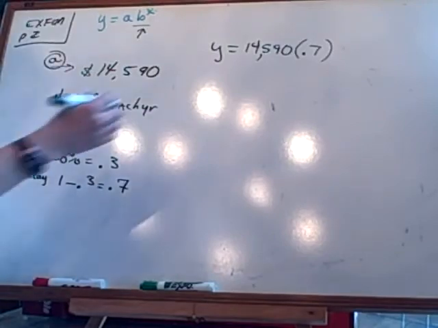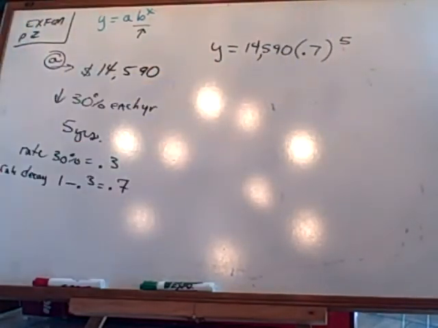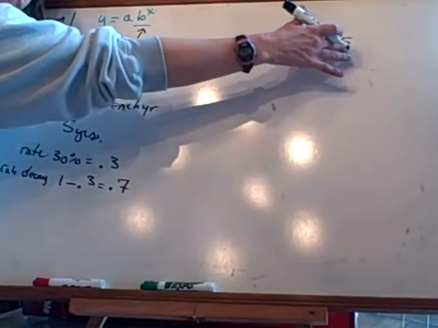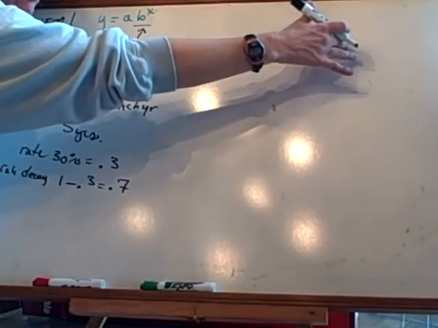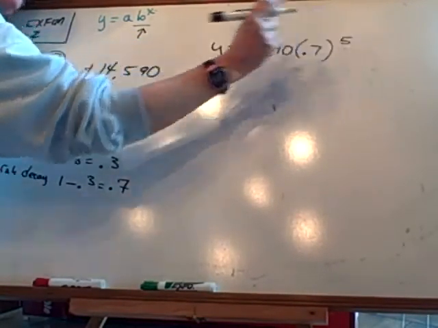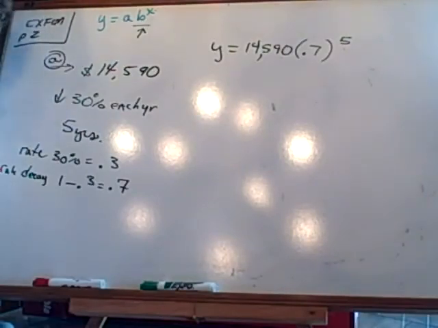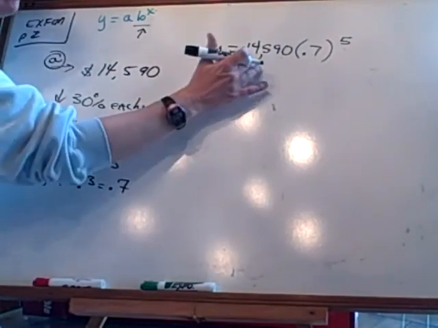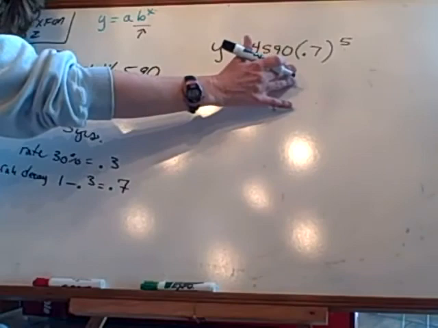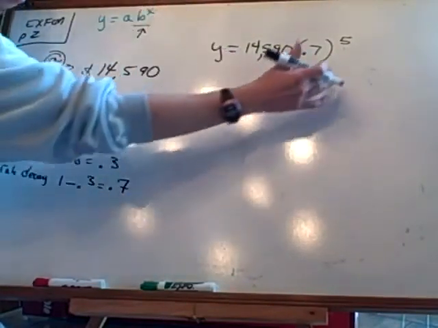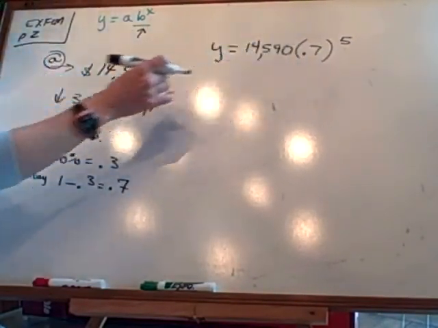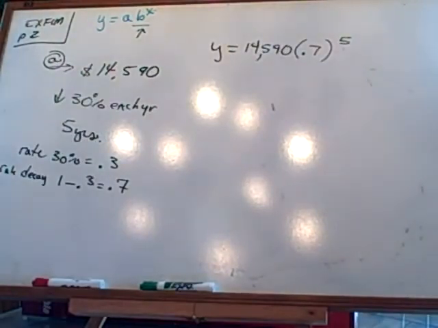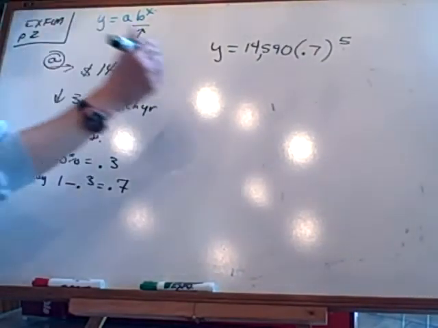5. It would be 5. Let's just talk about that for a second. If I put 0 here, that would make this 0.7 to the 0, which would be 1. Which means at time 0, which is when I bought the car, it would have cost me that much. So if I put 1, I would be finding out how much it decreases in 1 year. Do you see what I'm saying?